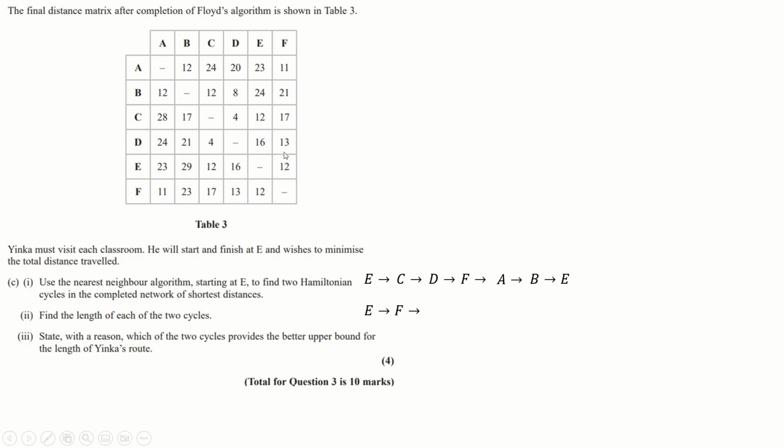If you do the E to F bit, so we go to F first, then we go to A, then we go to B, it looks like. Then we go to D. Then we're going to go to C, and then we need to go back to E again.